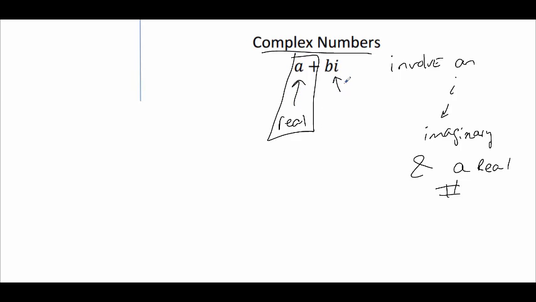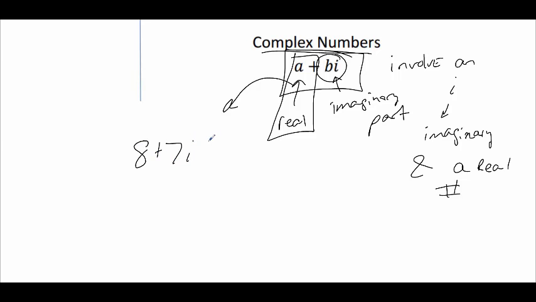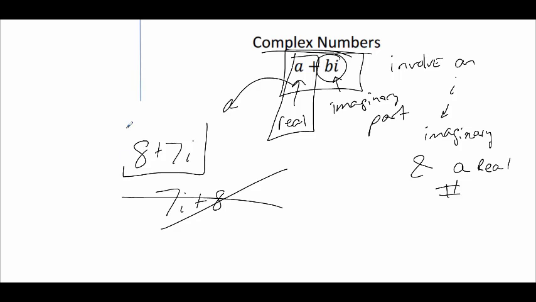bi, this is the imaginary part because it has the letter i in it. I cannot graph that on a number line. I can graph that on a complex number plane, but not on an actual number line. So we're going to be dealing with a plus bi. This is the way that they are written. For instance, if I have 8 plus 7i and I write it as 7i plus 8, that's wrong. It has to be written with the i at the end and the regular number at the beginning. You've got to pay attention to that.